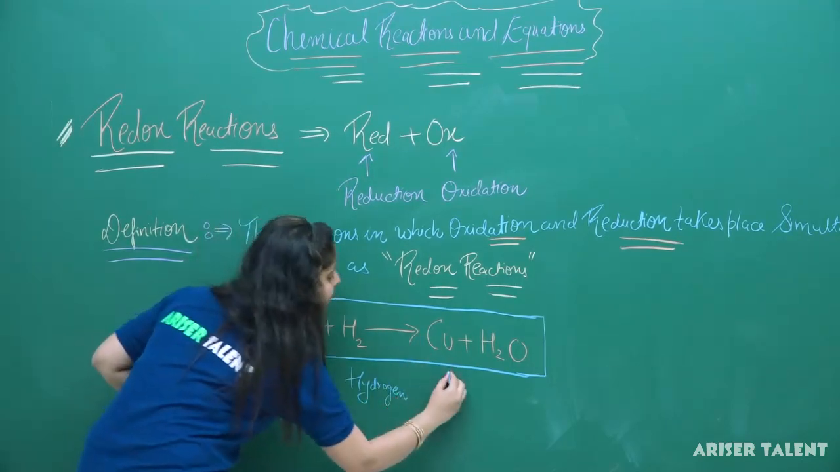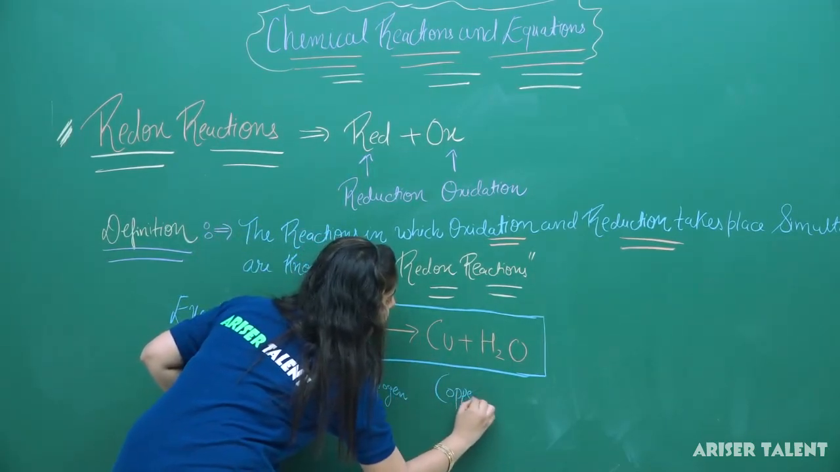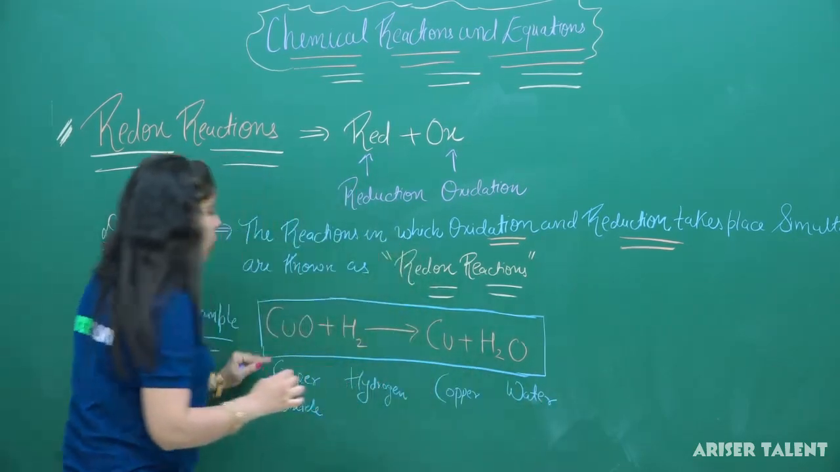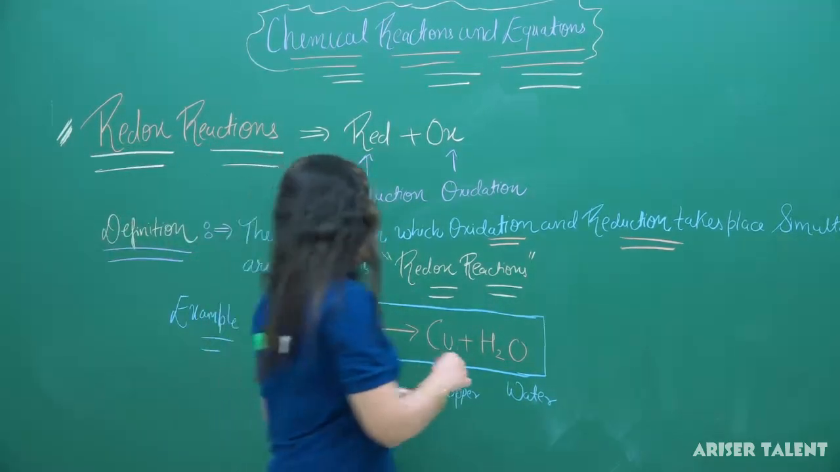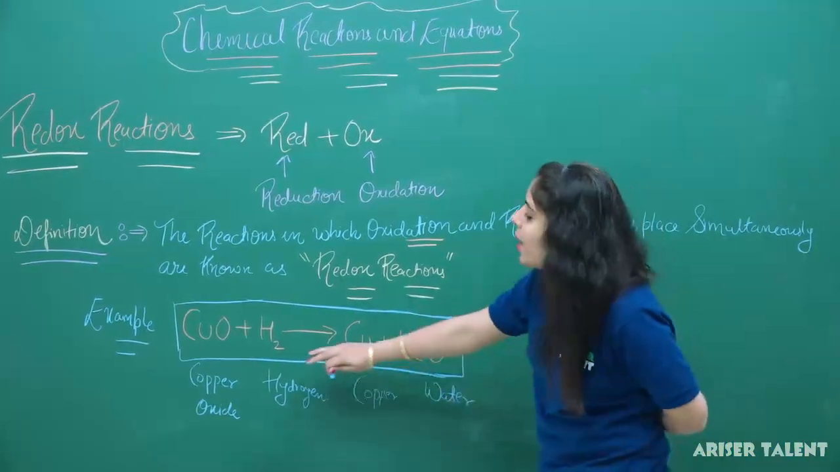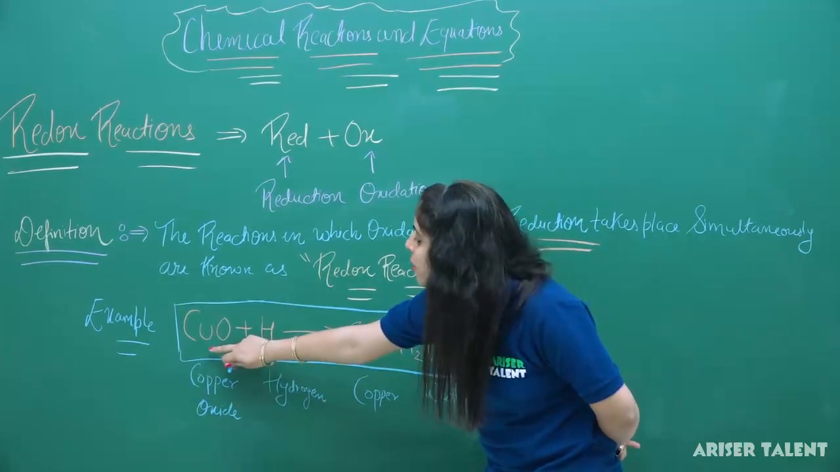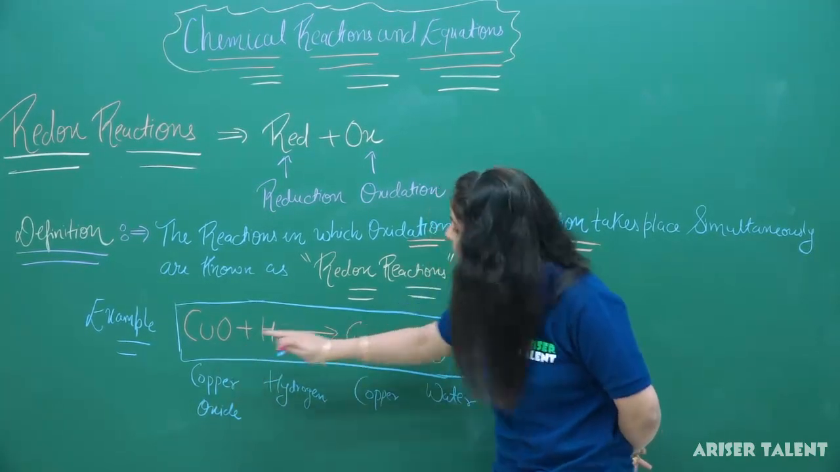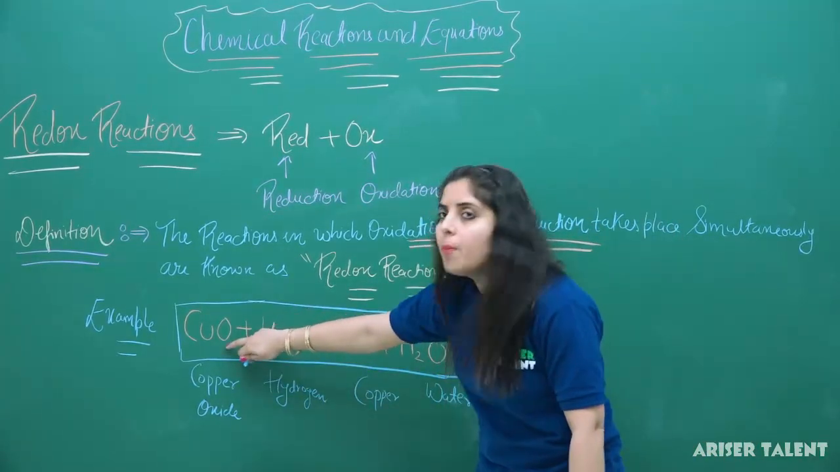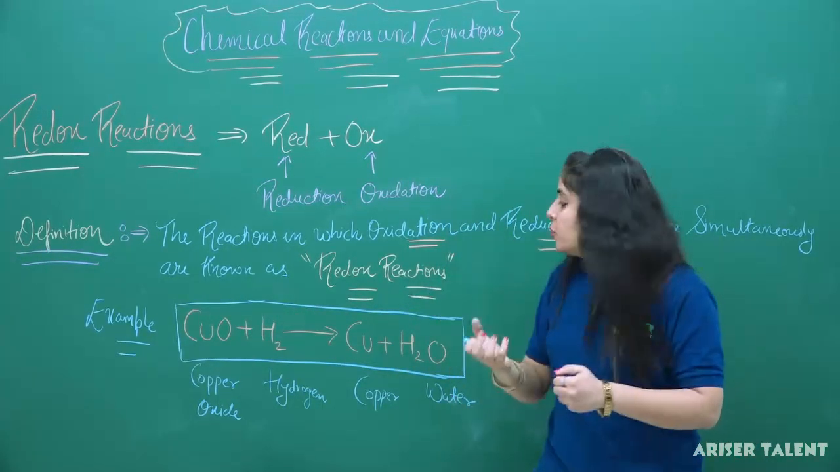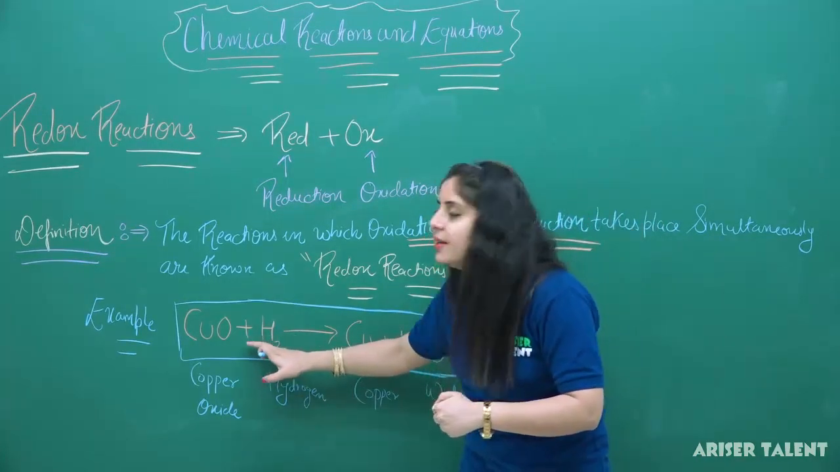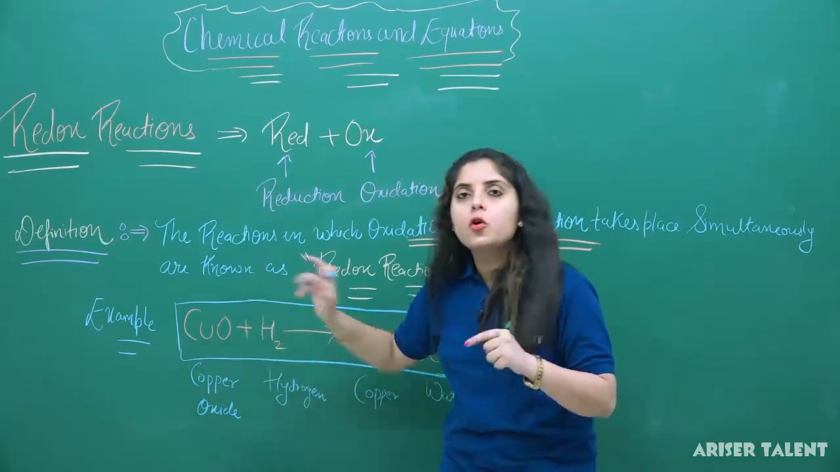What we will get here? We will get here copper plus water. So this is the basic equation for redox reaction. Now we will understand this equation. See here, what will happen in this case? The copper oxide loses the oxygen atom and is reduced to Cu. It means hydrogen helps copper oxide to reduce into Cu and lose its oxygen atom. So hydrogen will act as a reducing agent for copper oxide.